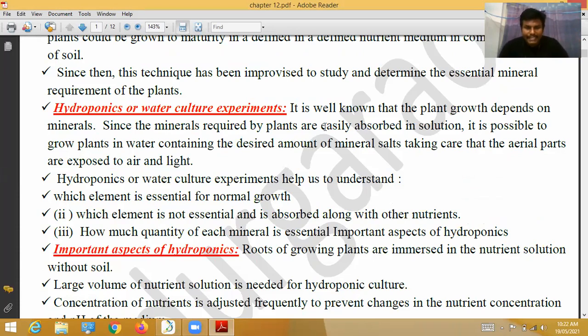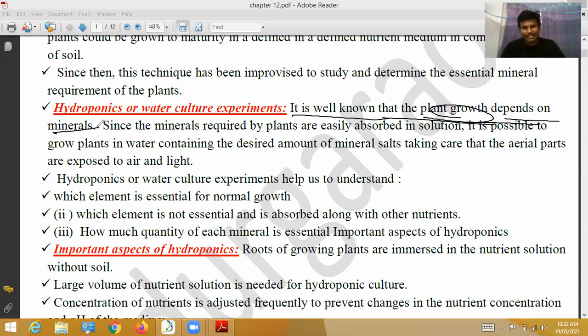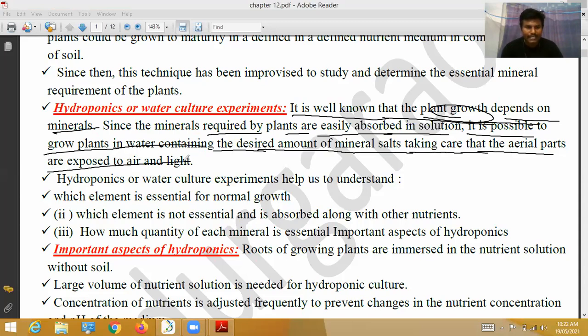It is well known that plant growth depends on minerals. Everybody knows that; you might have studied it in 10th class also. Various kinds of minerals, sodium, potassium, calcium, magnesium, sulfur, are dissolved in the water, and the plant absorbs them from the water and shows growth and development. Since the minerals required by plants are easily absorbed in solution, it is possible to grow plants in water containing the desired amount of mineral salts, taking care that aerial parts are exposed to the air and light.